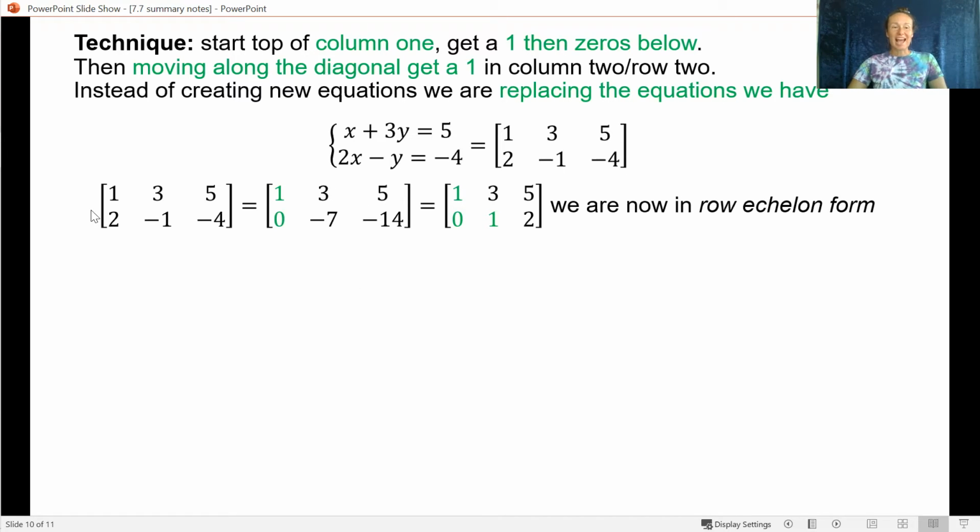But notice we're not actually changing row 1. We're just changing row 2. And now we've got our 1 and our 0.